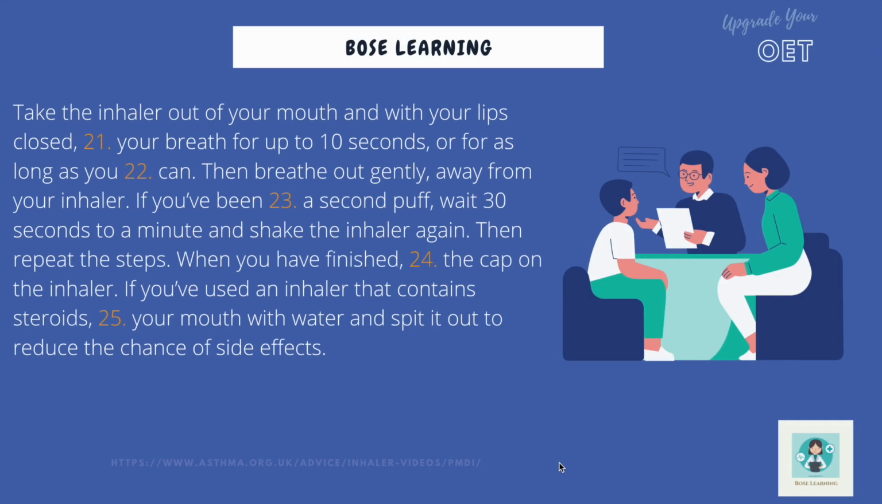Take the inhaler out of your mouth and with your lips closed, hold your breath for up to 10 seconds or for as long as you comfortably can. Then breathe out gently away from your inhaler. If you've been prescribed a second puff, wait 30 seconds to a minute and shake the inhaler again. Then repeat the steps.